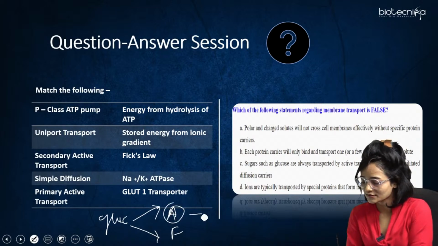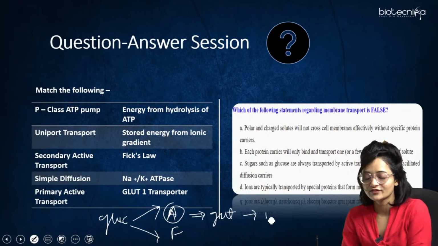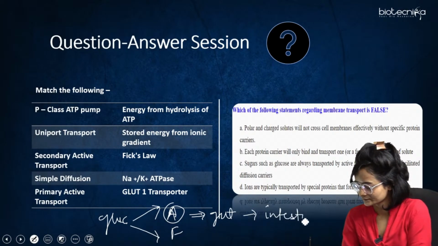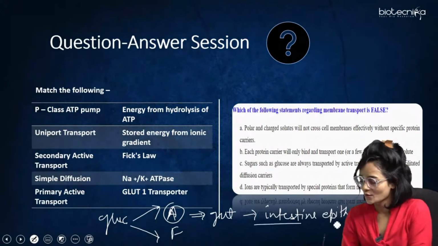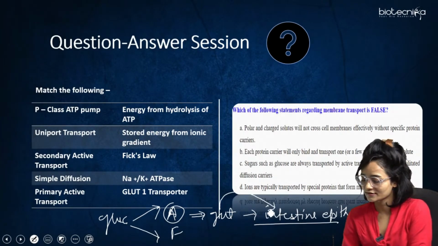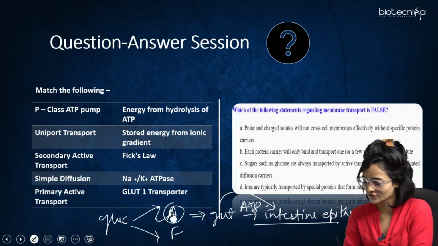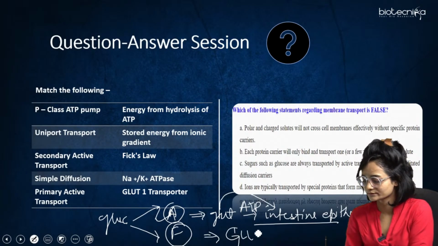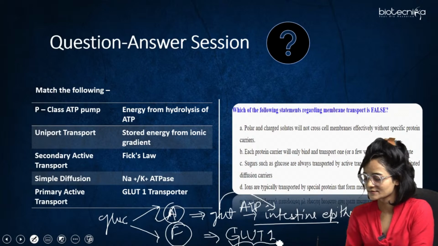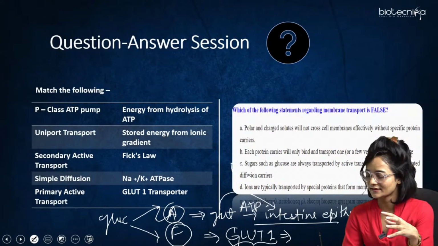right? When the glucose has to transfer from the gut to the epithelial cells of the intestine, the energy of ATP is required. So this is a kind of active transport. And for facilitated diffusion, we discussed yesterday that the example was GLUT. GLUT1 basically helps in the transfer of glucose from outside the cell to inside the cell. So this particular statement is incorrect.